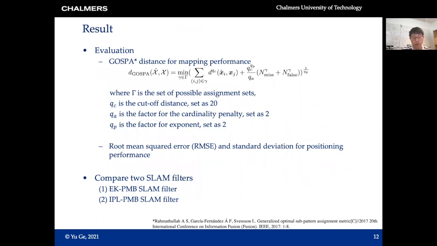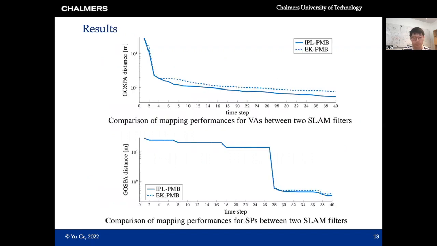Then we move into the numerical evaluation of the results. We use the so-called GOSPA distance to evaluate the mapping results, which is a distance that considers all the estimation errors, misdetections and false alarms. We also evaluate the RMSE and the standard deviation for the positioning performance, and we compare 2 algorithms, the EK-PMB SLAM filter and the IPL-PMB SLAM filter.